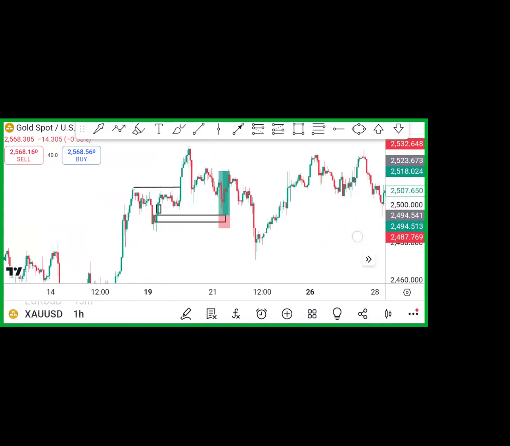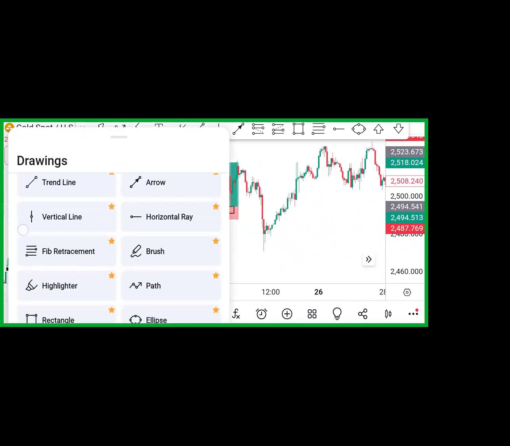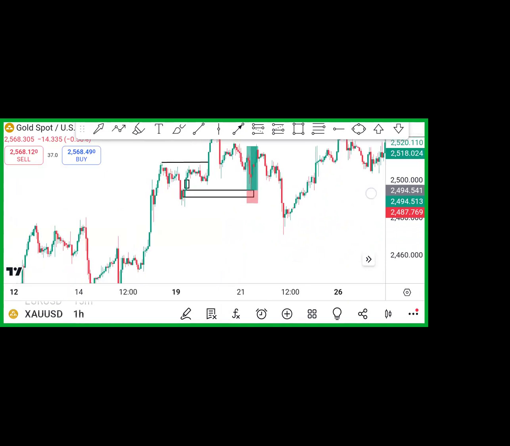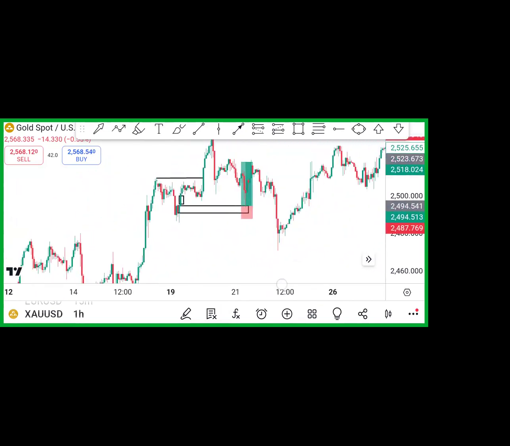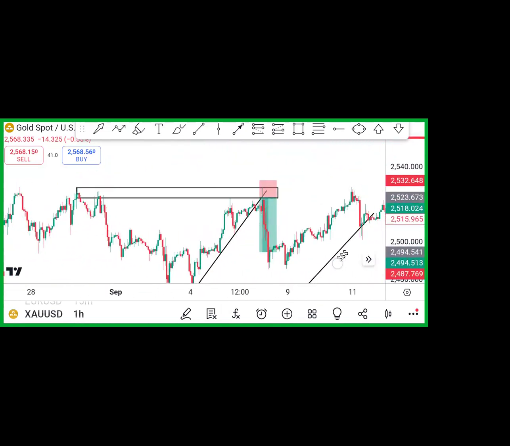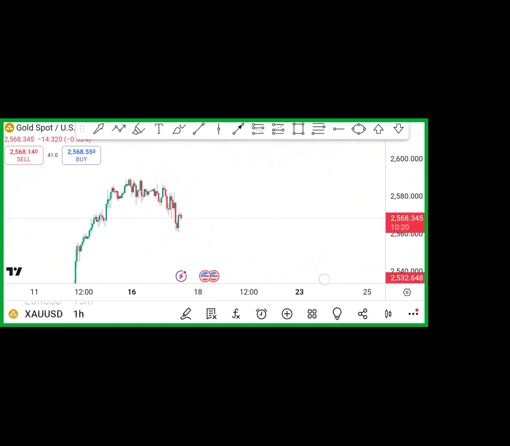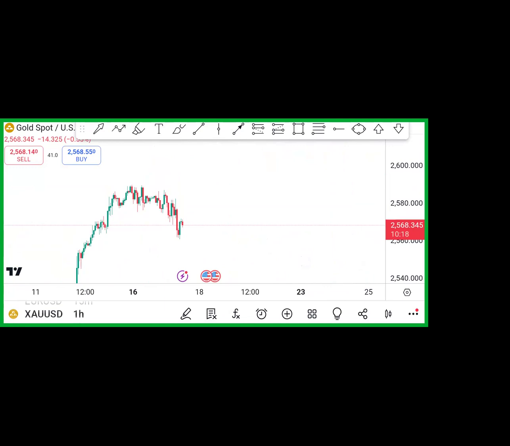Let's take a long trade. Now, taking this long trade is going to be very, very simple, right? It's the opposite of taking the short trade, right? But in this case, you want to trade in a demand level. You want to trade in a demand zone, right?